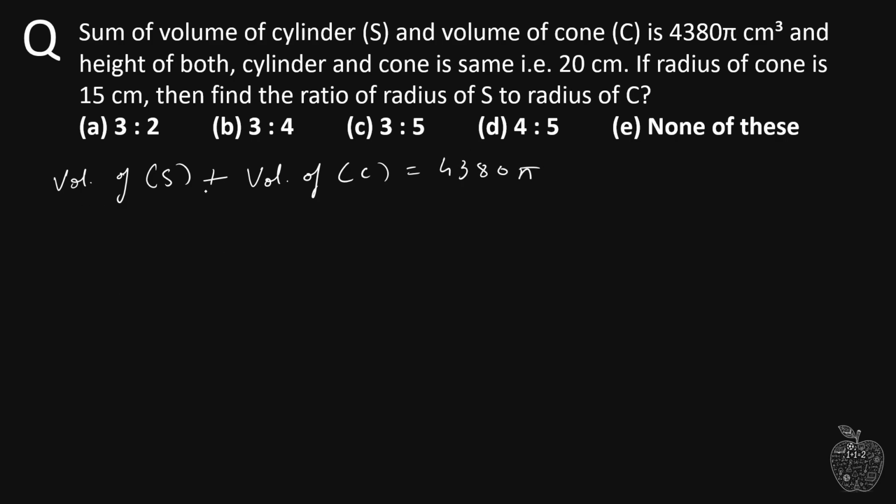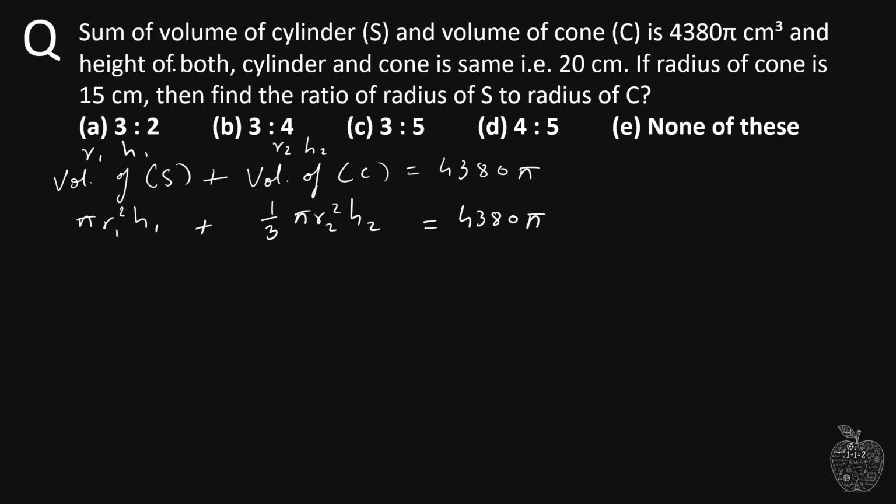All right, now what is the formula to calculate the volume of a cylinder? It is pi r square h. And the formula to calculate the volume of a cone is 1 by 3 pi r square h. Now let the radius and height of this cylinder be r1 and h1, and let the radius and height of this cone be r2 and h2. So the formula will become pi r1 square h1 plus 1 by 3 pi r2 square h2, and the sum of this is 4380 pi.